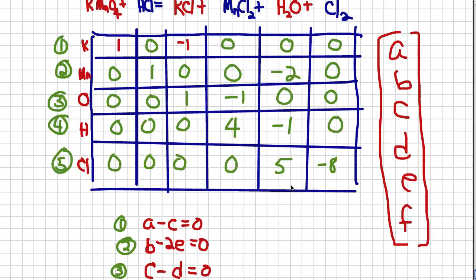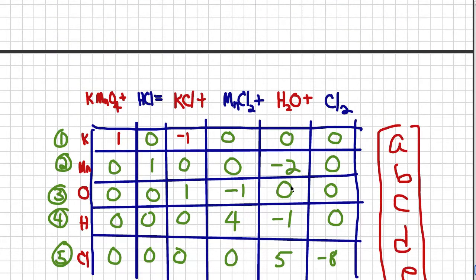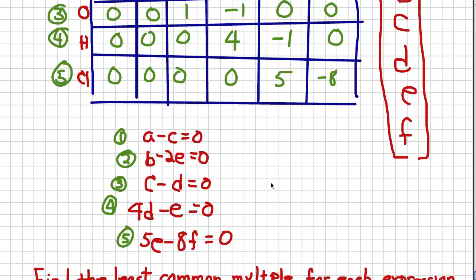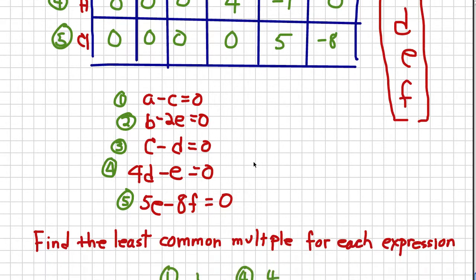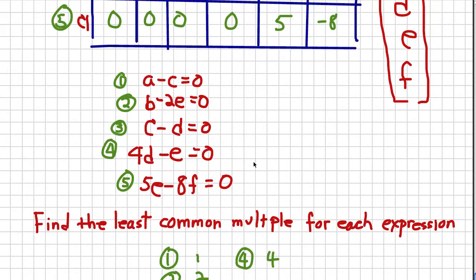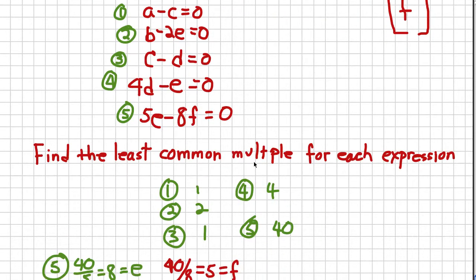So I look at this matrix, and I can now interpret that matrix as these 5 linear equations for the unknowns A, B, C, D, E, and F. And that's what I want to find, the values for A, B, C, D, E, and F. So remember the little method I used to do that.